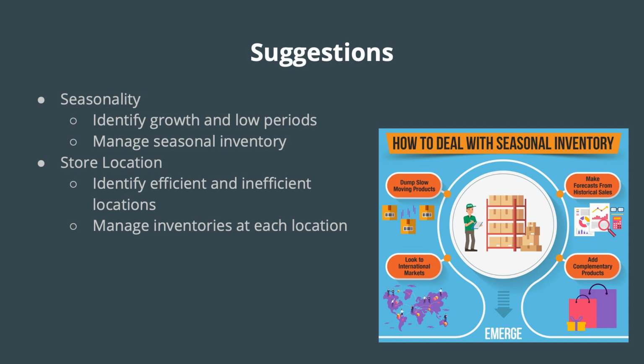Finally, some suggestions we recommend for the management report include seasonality and store location. Knowing the seasonality of when each purchase was made can give management an idea of the high periods of growth and sales and the low periods. This can help management prioritize their inventories and make sure they are not overstocking inventory in periods of low sales volume that can be estimated.